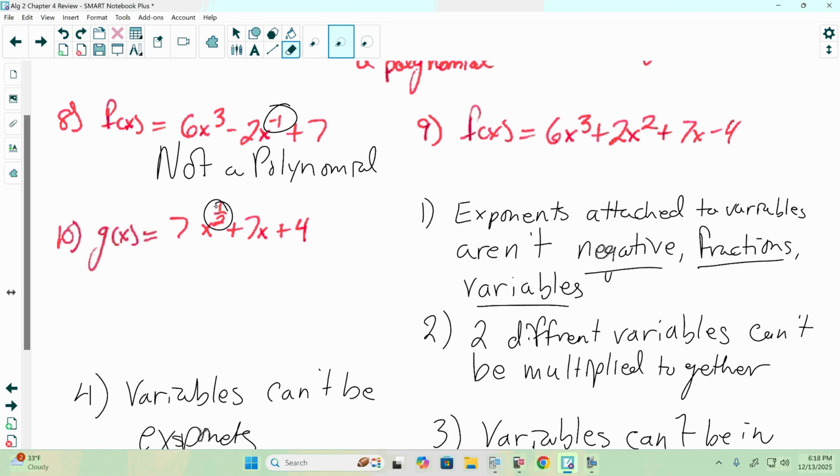Number 10, we have a fraction in the exponent attached to a variable. So this is also not a polynomial.